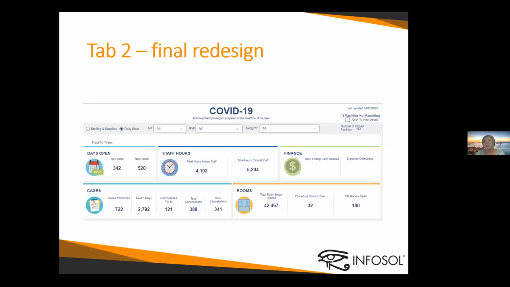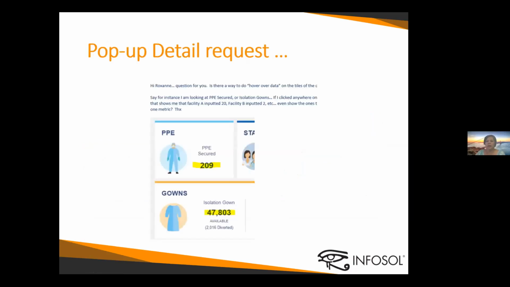Okay. So this was the final redesign of the second tab of the dashboard to track the daily stats. And that's how it all came together. And then the customer had another idea, which I think was a great idea. Really good use of a dashboard, it really should drive action, right? So he said, hey, Roxanne, is there a way to hover over the data and have a pop-up that could show the details for the facilities that made up these numbers?